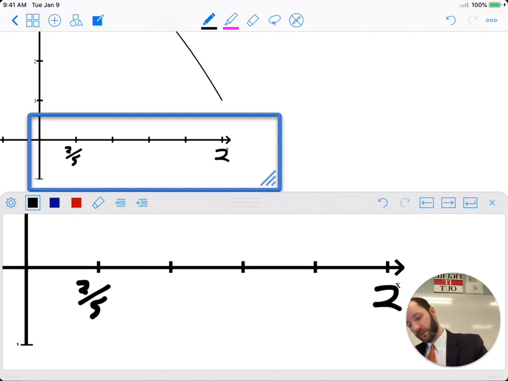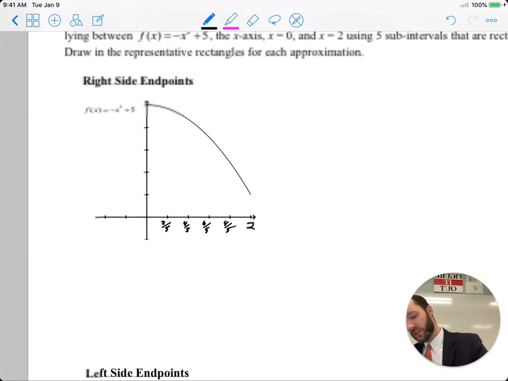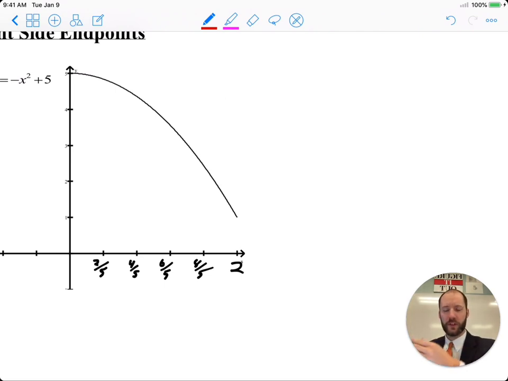So from 0 to 2, we have 2/5, 4/5, 6/5, 8/5, and then the 2 is 10/5. So you have your subintervals. And we're going to use these subintervals, the 2/5, 4/5, to draw rectangles. Rectangles have a base, so each base is 2/5: 0 to 2/5, 2/5 to 4/5, 4/5 to 6/5, and so on. A rectangle has a base, and also a height.